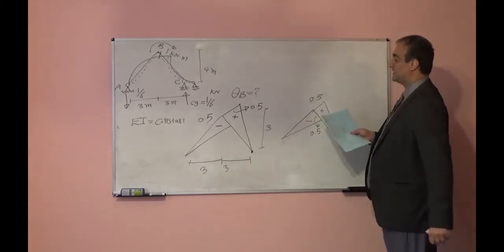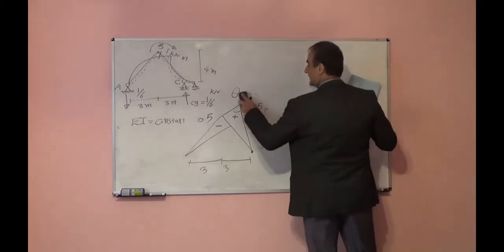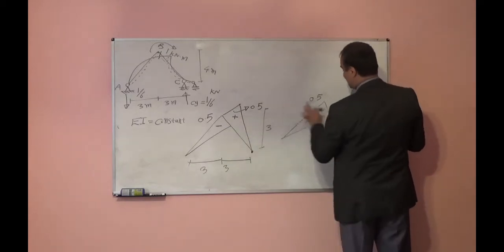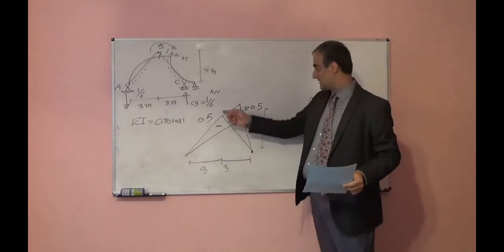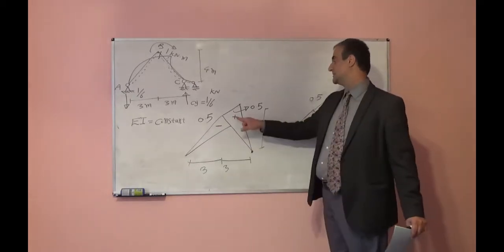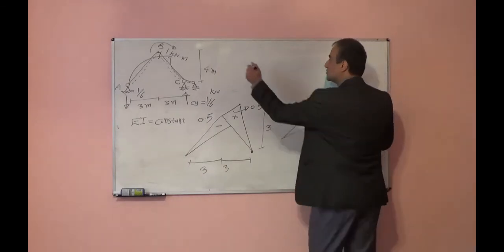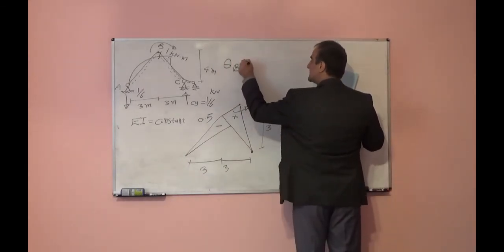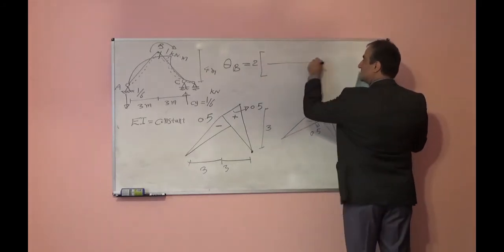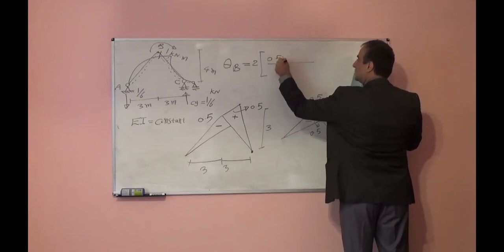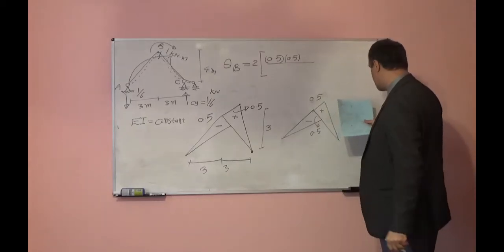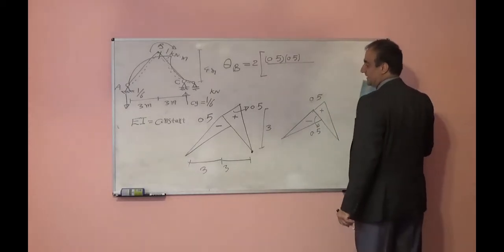So if I want to find theta B now, what I have: this triangle to this triangle, this triangle to this triangle. Everything is the same, the length of the triangle, the moment diagram. Here negative to negative is positive, positive to positive it is positive. So I can calculate one side multiplied by 2. It will be 2 times maximum moment under real load, maximum moment under virtual load, times the length of element.